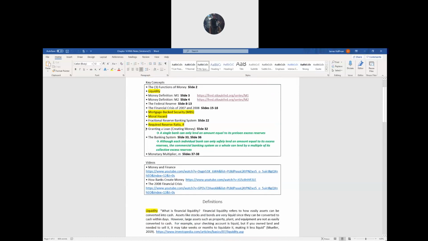Okay, so now let's talk about how this has happened, how we've created all this money by lending. So granting a loan, in our definition of M1 and M2, is essentially creating money. And that's what happened there in that M1 and M2 data we saw.